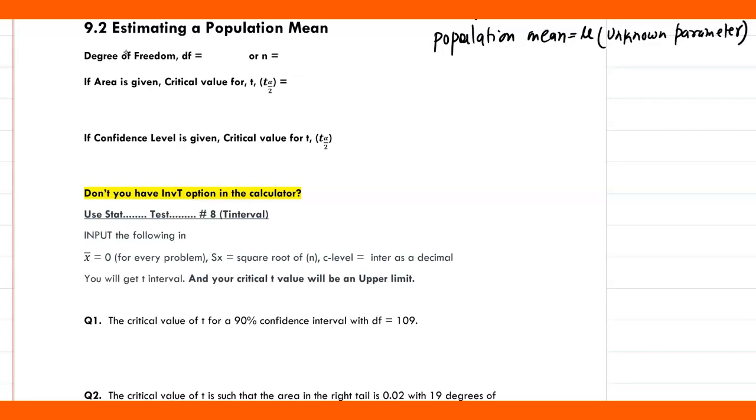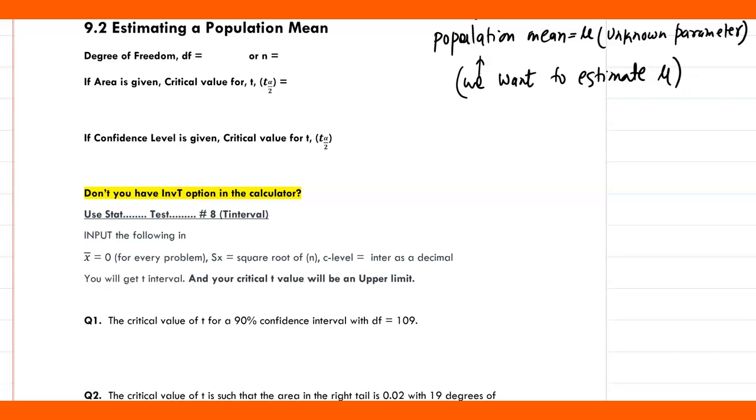Again, I want you guys to check with the notes, the side by side comparison that I sent to you guys. The population mean is mu, which is an unknown parameter. We want to estimate mu, the population parameter, because we don't know that, right?